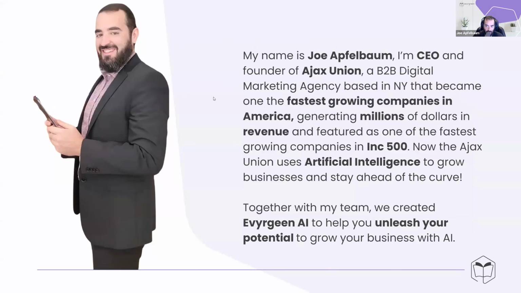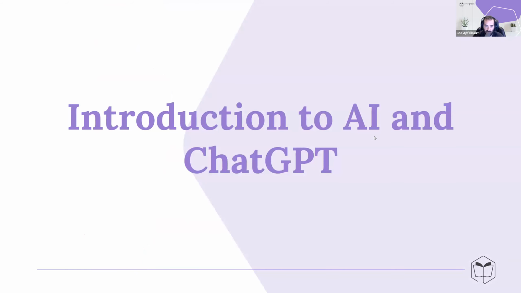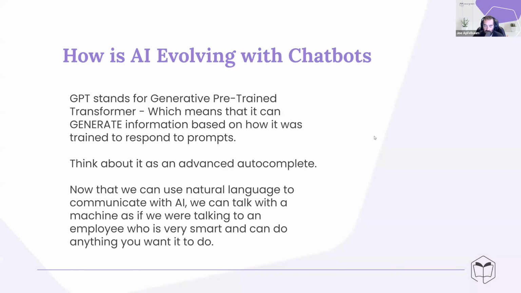So for those of you that don't know me, my name is Joe Apfelbaum. I'm the CEO of Ajax Union, a marketing agency based in Brooklyn. And we're using AI now to be able to create strategies for our clients, to brainstorm, to research competitors, and to do so many amazing things. For those of you that don't know ChatGPT, you definitely could use ChatGPT for LinkedIn.